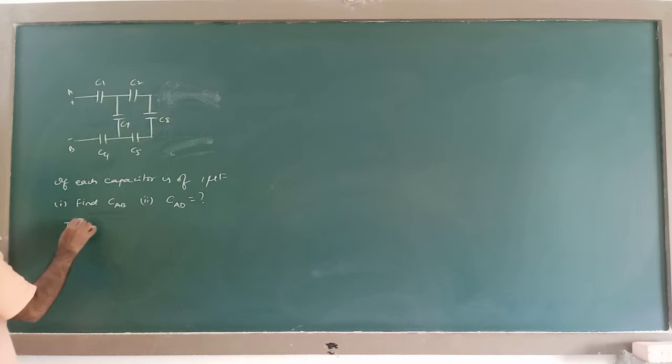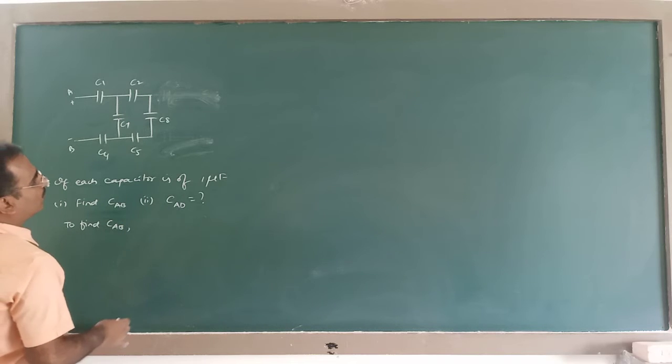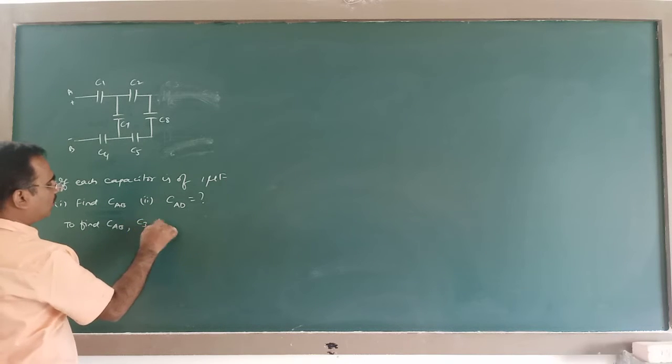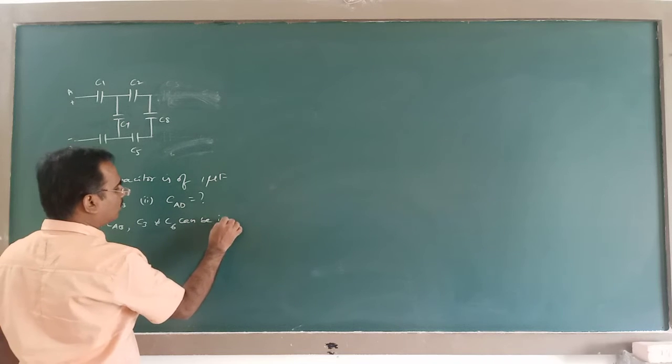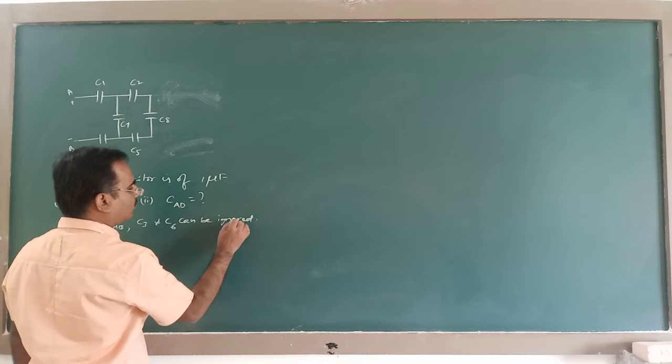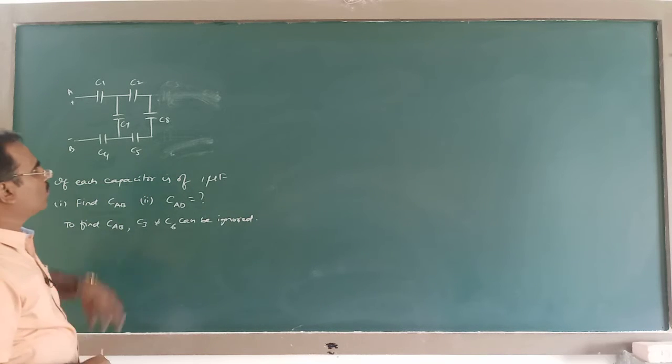So, to find CAB, this C3 and C6 can be ignored. You can ignore those 2 capacitors because they are not included in the circuit.